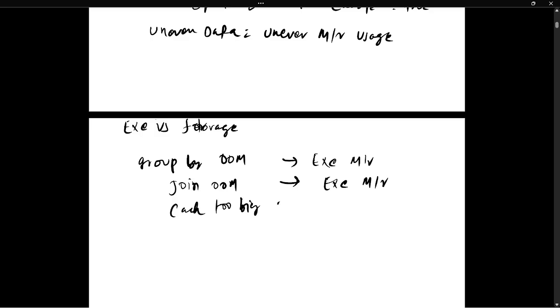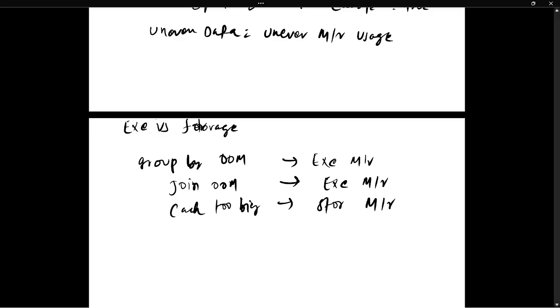Execution versus storage. Okay, so if you group by and get out of memory, then what will happen here? It is using execution memory. If a join out of memory issue happens, the problem is the execution memory. If there is a cache too big, then what will happen? Then it is an issue with the storage memory.